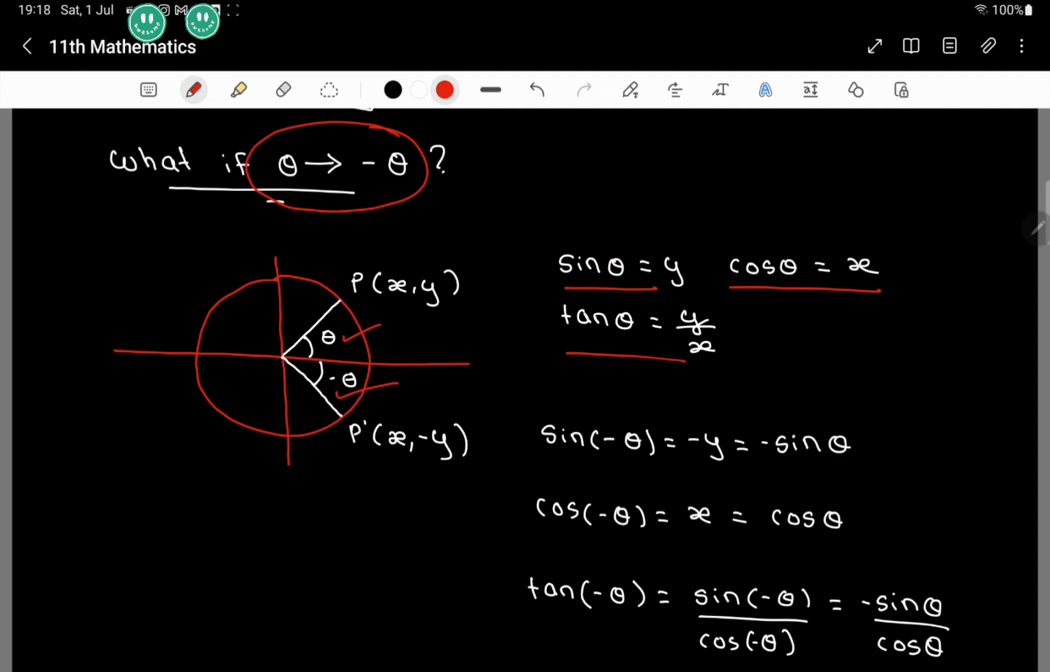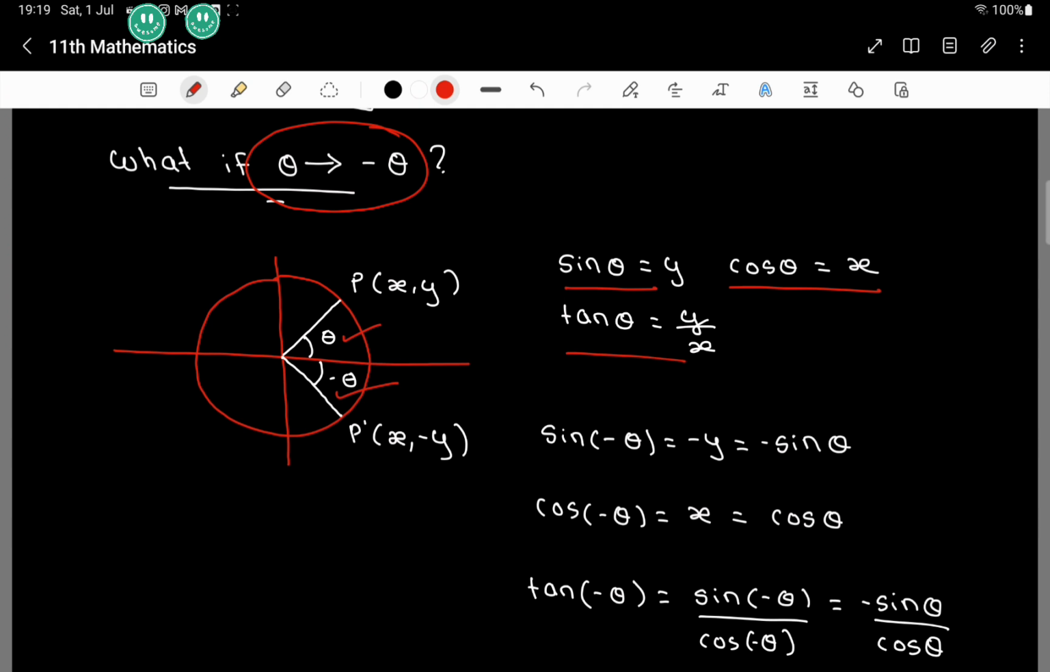These are the trigonometric functions that we have seen, for angle theta in the first quadrant when the circle has radius equal to 1 unit. Now, corresponding to point P for angle theta, for minus theta we have another point P dash. And the coordinates of that point P dash will be x comma minus y.